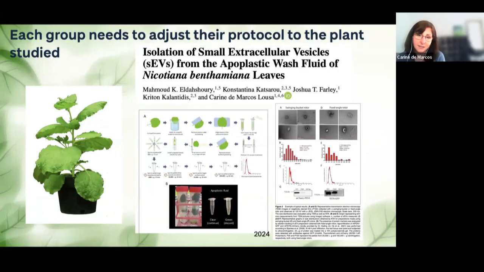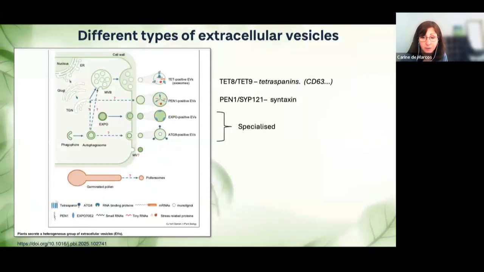So you can imagine that every scientist in the world working on a different plant will have to adjust their protocol to their type of plants and the type of EVs they want to purify. And this makes it really difficult for the plant field to homogenize and to compare the different studies between different scientists. But we have managed to agree on some things, and the fact that there are different extracellular vesicles in plants. Here, this publication gives you 4 examples of this.